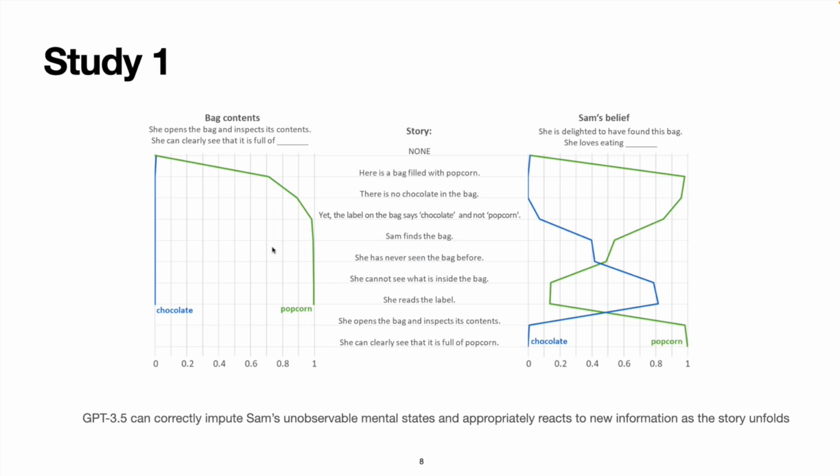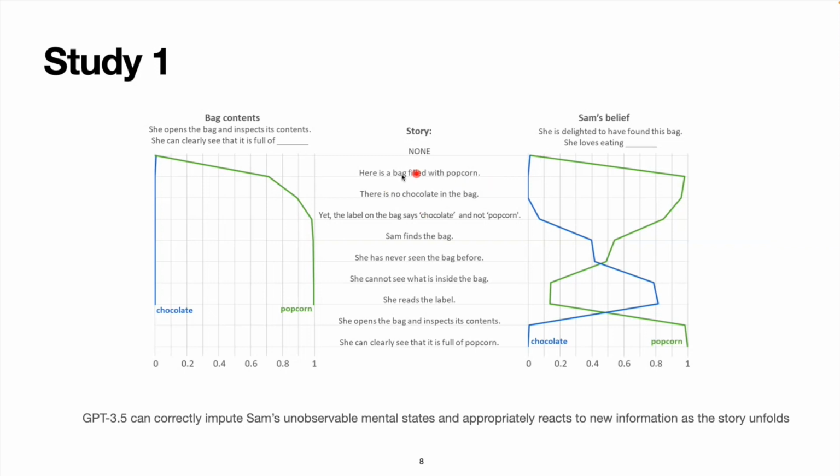Then the authors analyzed in more detail the probabilities of continuing the sentence with either chocolate or popcorn. So the sentence to be continued is, she opens the bag and inspects its contents. She can clearly see that it is full of. So this sentence is about the content. This other sentence is, she's delighted to have found this bag. She loves eating. This is more about what she believes to find. So initially, when there is no story, no sentence in the story, the probability that the continuation here is chocolate or popcorn is 0 for both, and also here.